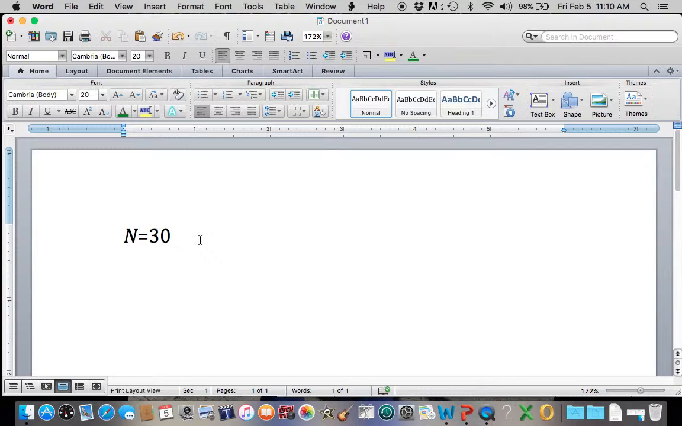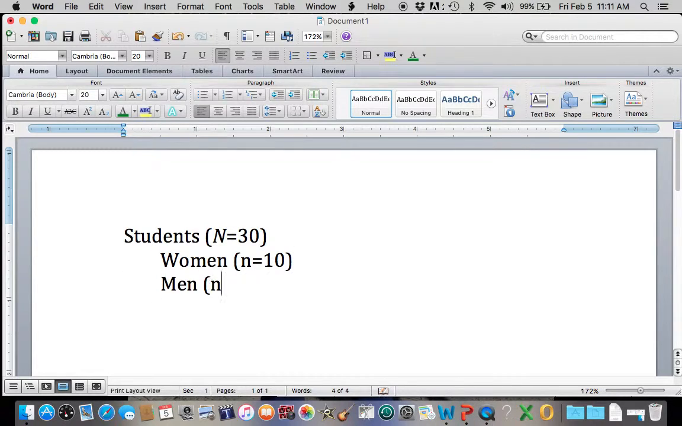Small n represents a distinct subsample of your total sample. For example, if the class of 30 had 10 women and 20 men, we would write it out. You can read more about the difference between capital N and lowercase n in your APA manual, page 118.